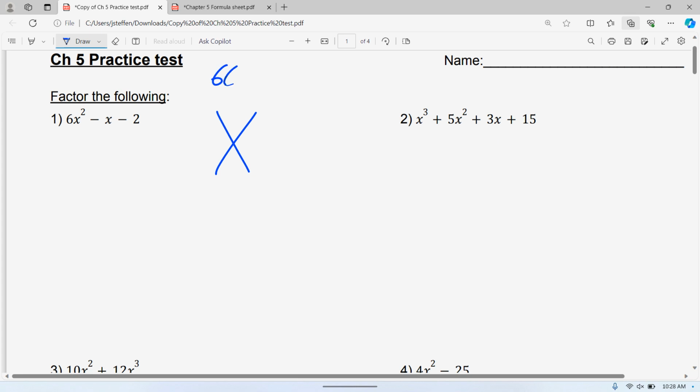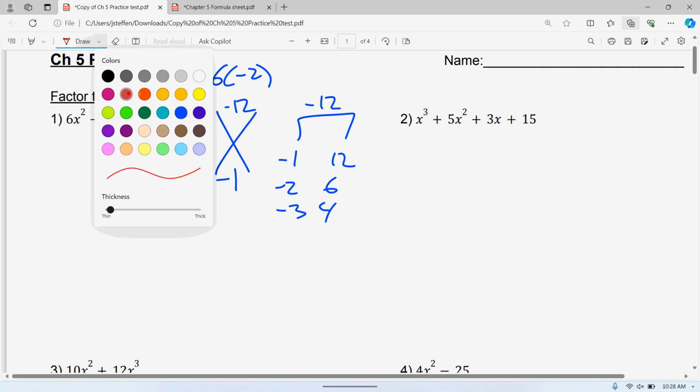6 times -2, which is -12. Middle number, so I'm looking for factors that add up to be -1. So my factors of -12, I have 1 and 12, but remember that's going to be positive, so I need one of those numbers to be negative. If both of them are negative, it still would multiply to be positive 12. So I always make my left-hand side negative. So -6 and 3, 4. Which ones add up to be -1?